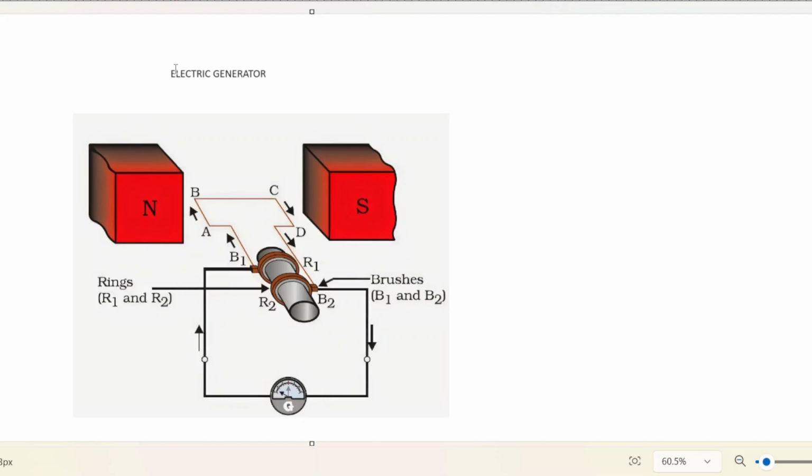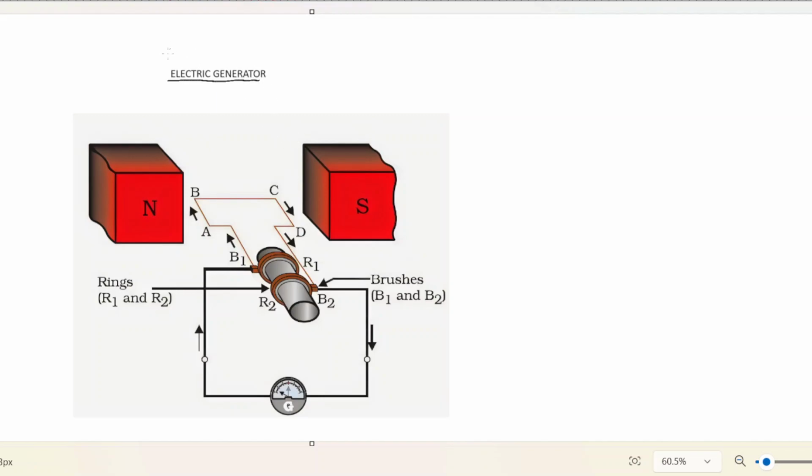Hello, in this section we are going to learn about the electric generators. So let us learn about this electric generator in this section.